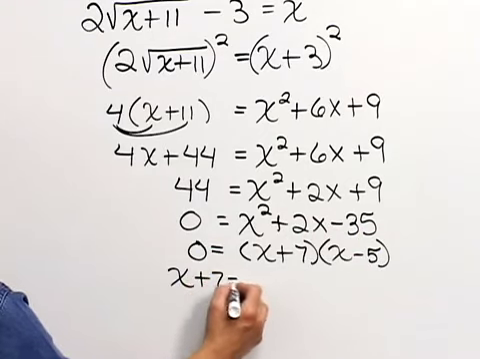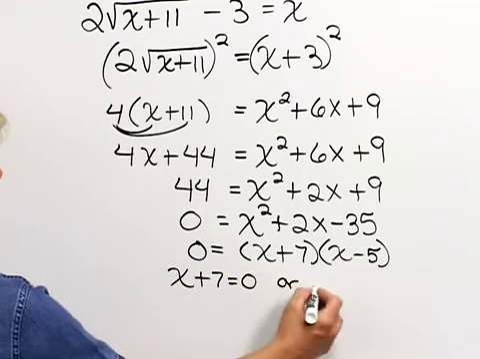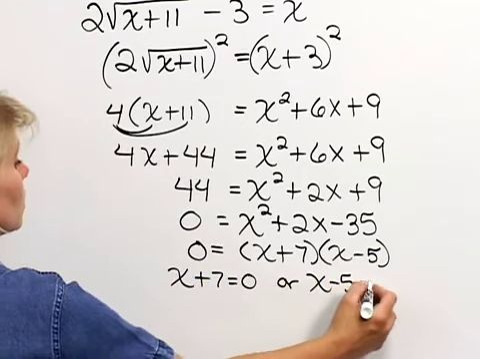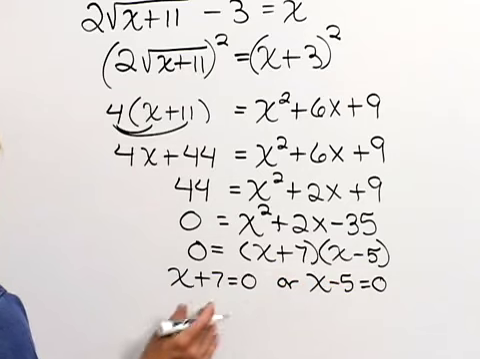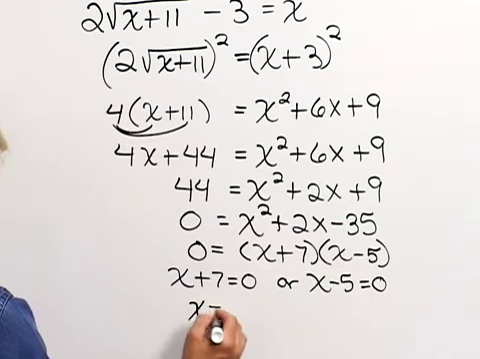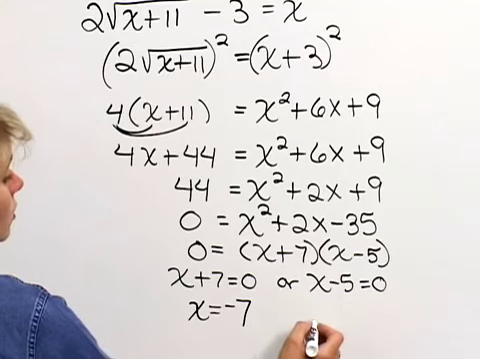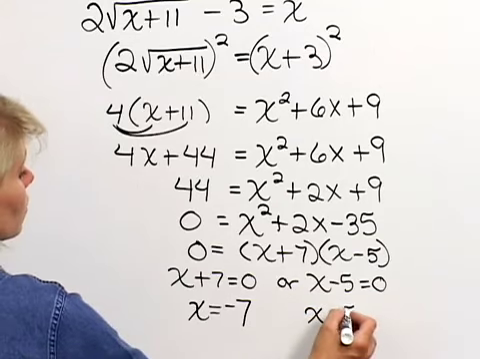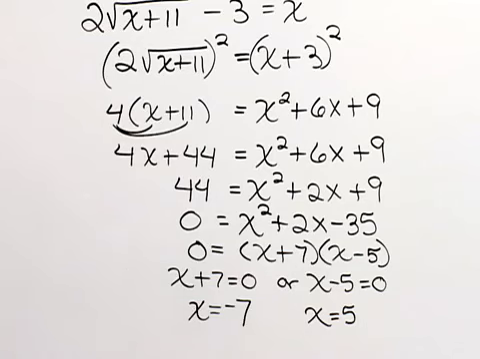Now we have 2 possible solutions. X plus 7 will either equal 0 or x minus 5 will equal 0. Here, if I subtract 7 on both sides, x equals negative 7. Here, if I add 5 to both sides, x would equal 5. We have 2 possible solutions. It's very important to check them. Sometimes they both work, sometimes neither of them do.